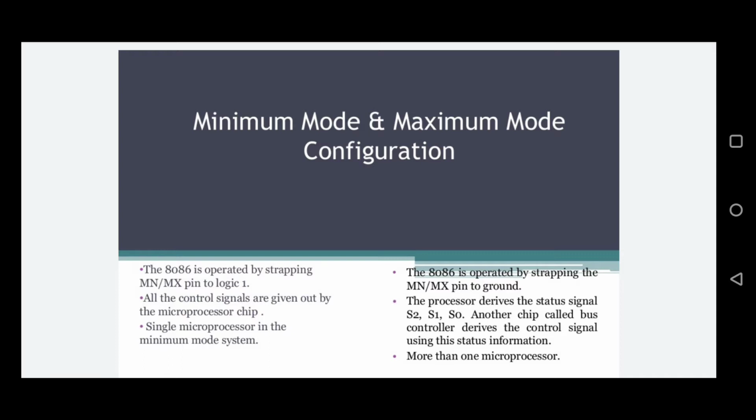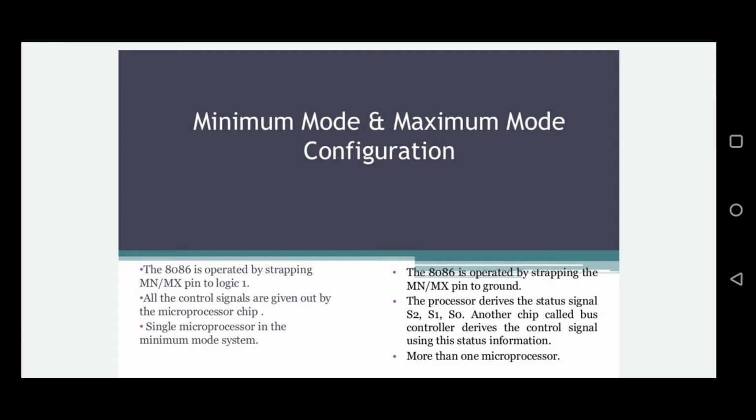So it is very simple. At first, in minimum mode configuration, the 8086 microprocessor is operated by strapping the pin, that is the MN/MX pin, called the minimum/maximum pin, to logic 1. Here logic 1 is nothing but the power supply. So when that pin is connected to the power supply, it will act as minimum mode configuration.